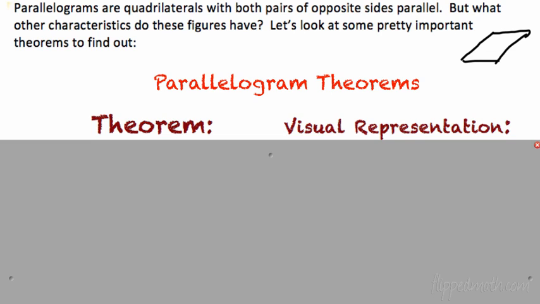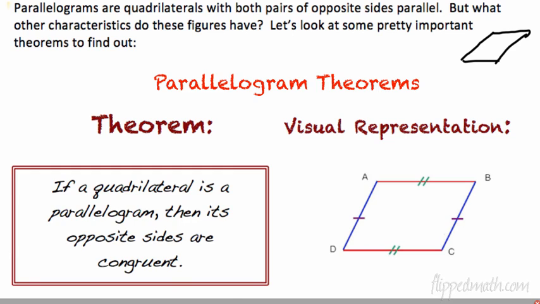So we have 4 different theorems. You might have to pause the video as I explain these theorems so you can write them down. You're expected to write down the theorem and the visual representation, which is basically a picture that shows what's going on with the theorem. So let's start with the first one. The first theorem: if a quadrilateral is a parallelogram, then its opposite sides are congruent.